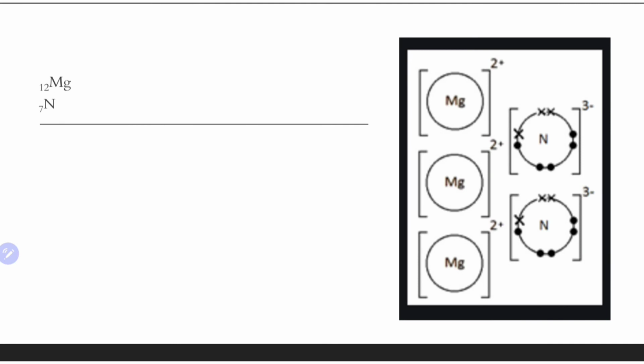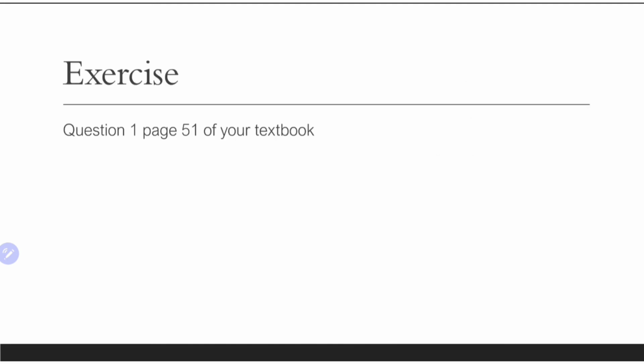And then you have magnesium nitride. There are 3 Mg2+ and then 2 N3 minus. You can try yourself. Then the last is, please do the exercise: Question 1, page 51 of your textbook. That's all for the ionic bond. We'll continue with covalent in another video.